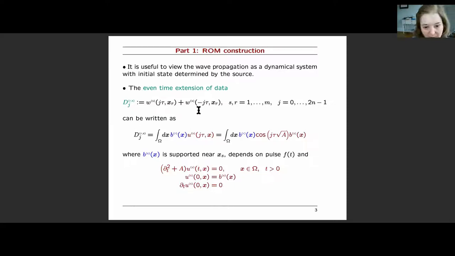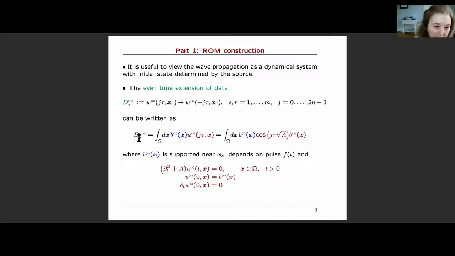Now, the advantage of doing this even time extension is, first of all, that we can formulate the problem where we now have an initial condition on the even extension of the wave. And moreover, by doing a little bit involved calculus with the operator A, which is self-adjoint and positive definite, one can show that you can write this data as an inner product between the solution U of this equation and some function B. These functions B depend on the signal that we emit. They depend on the operator A, but only locally near the sensor. So we call them sensor functions. They are almost like delta functions localized around the location. So this B_S is a function corresponding to the source S, and we can prove it's localized near the source, and it can be computed.